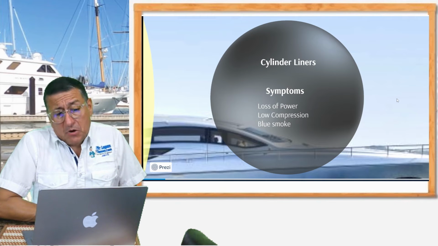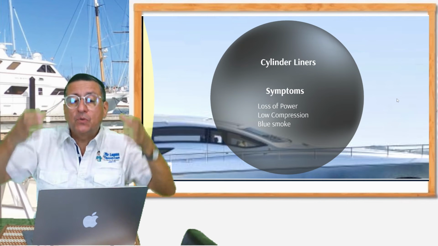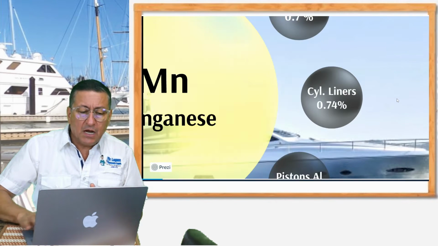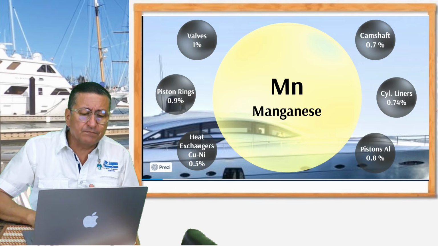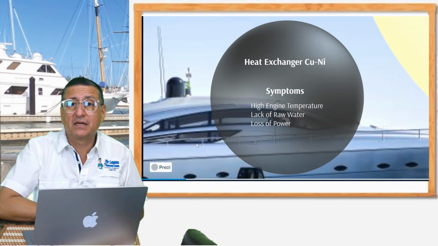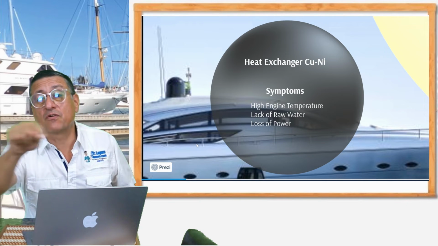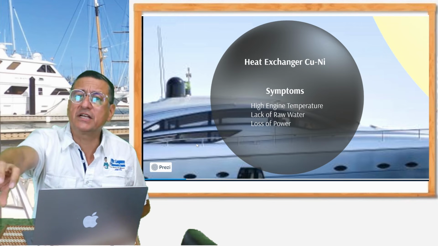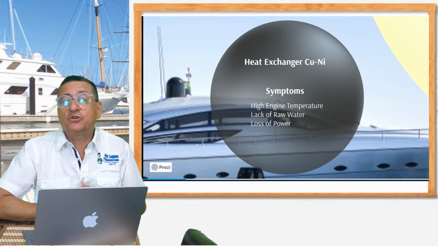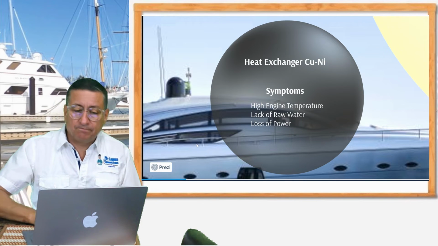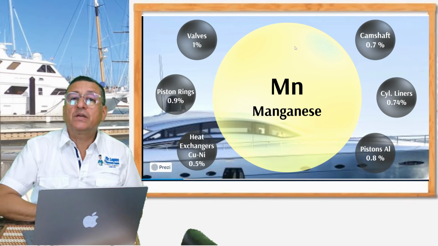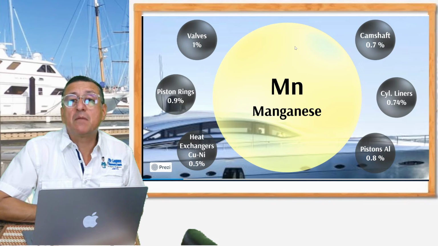Once again, loss of power, low compression because the metal is worn, blue smoke. Okay, great. What happens if the problem is on the heat exchanger? On the heat exchanger, okay, the temperature increases. Probably I have a lack of raw water. The circulation of raw water in the exhaust pipe is less. Loss of power, detonation, misfiring. Yes, those are the situations if I have an excessive amount of magnesium.